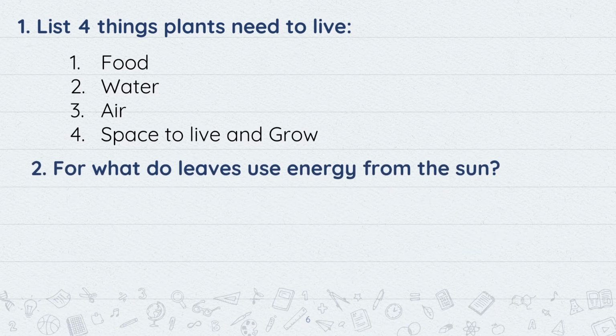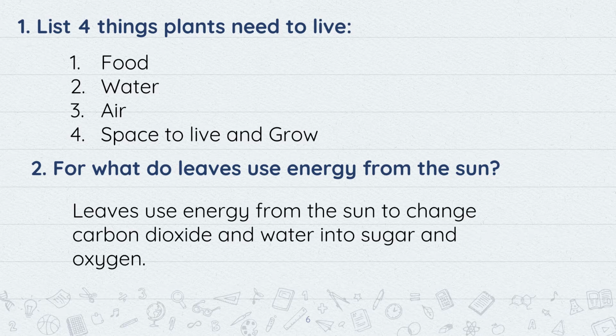Number 2, for what do leaves use energy from the sun? Leaves use energy from the sun to change carbon dioxide and water into sugar. This process is called photosynthesis. What is photosynthesis again? That's right, it's the process by which plants make their food. So actually leaves help a lot for the plants to have the food they need.